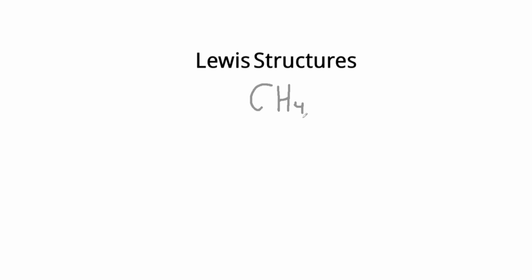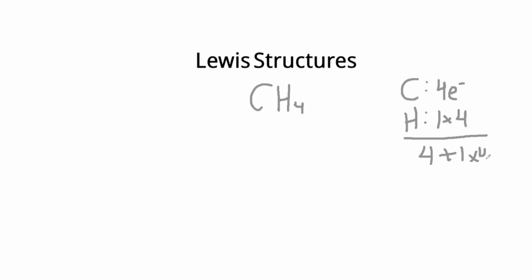Example 1. CH4, methane. Let's start with CH4. The first step is to count the valence electrons. Carbon has 4 valence electrons. Hydrogen has 1 valence electron. And there are 4 hydrogen atoms. So the total number of valence electrons is 4 plus 1 times 4 equals 8 valence electrons.